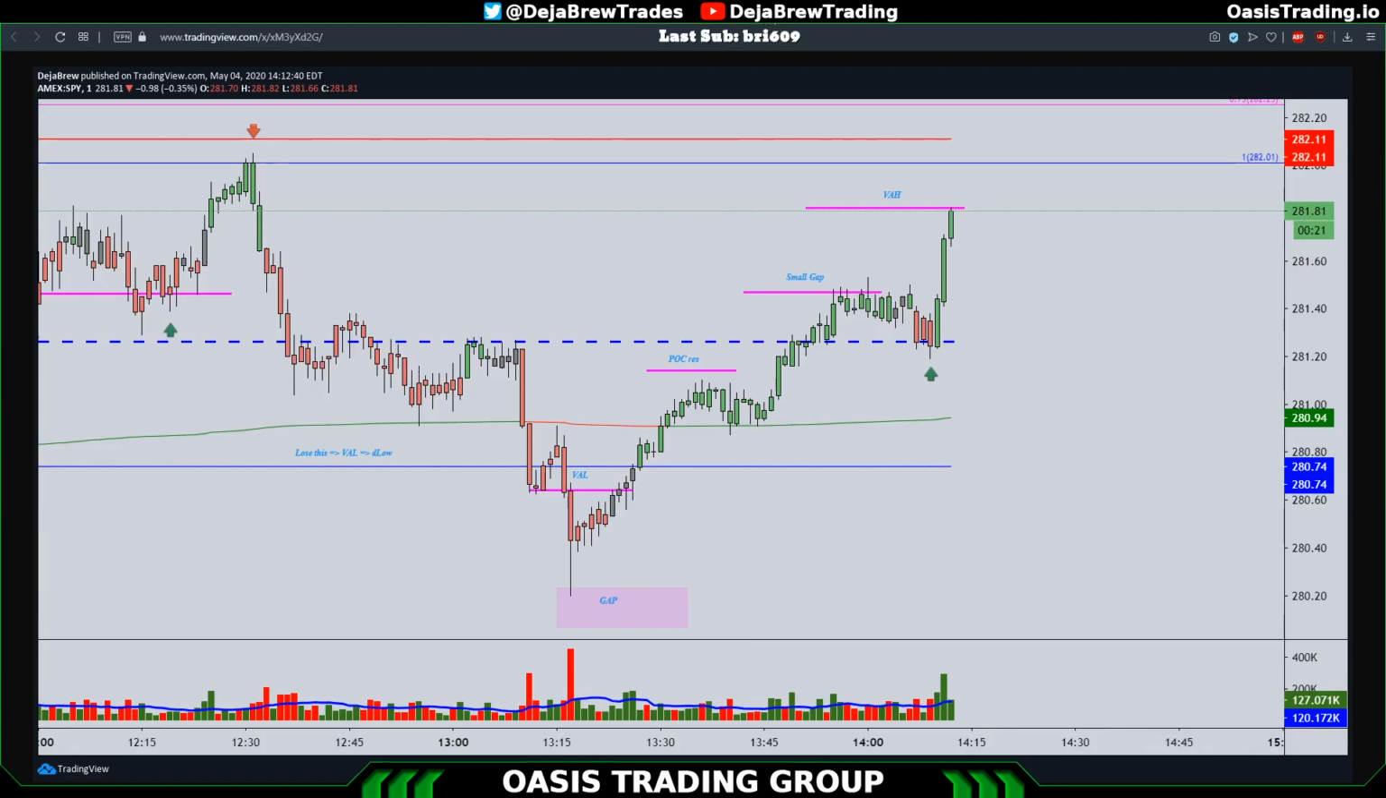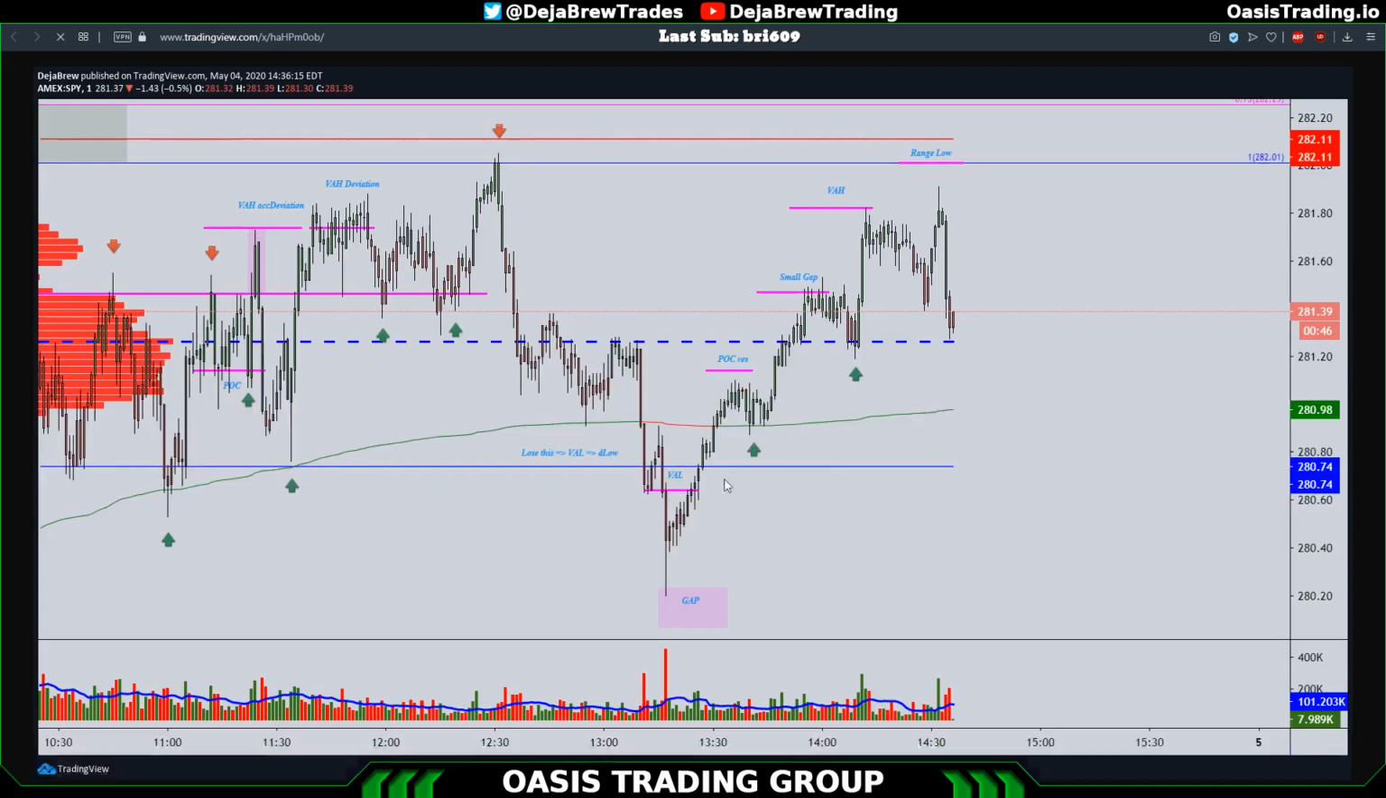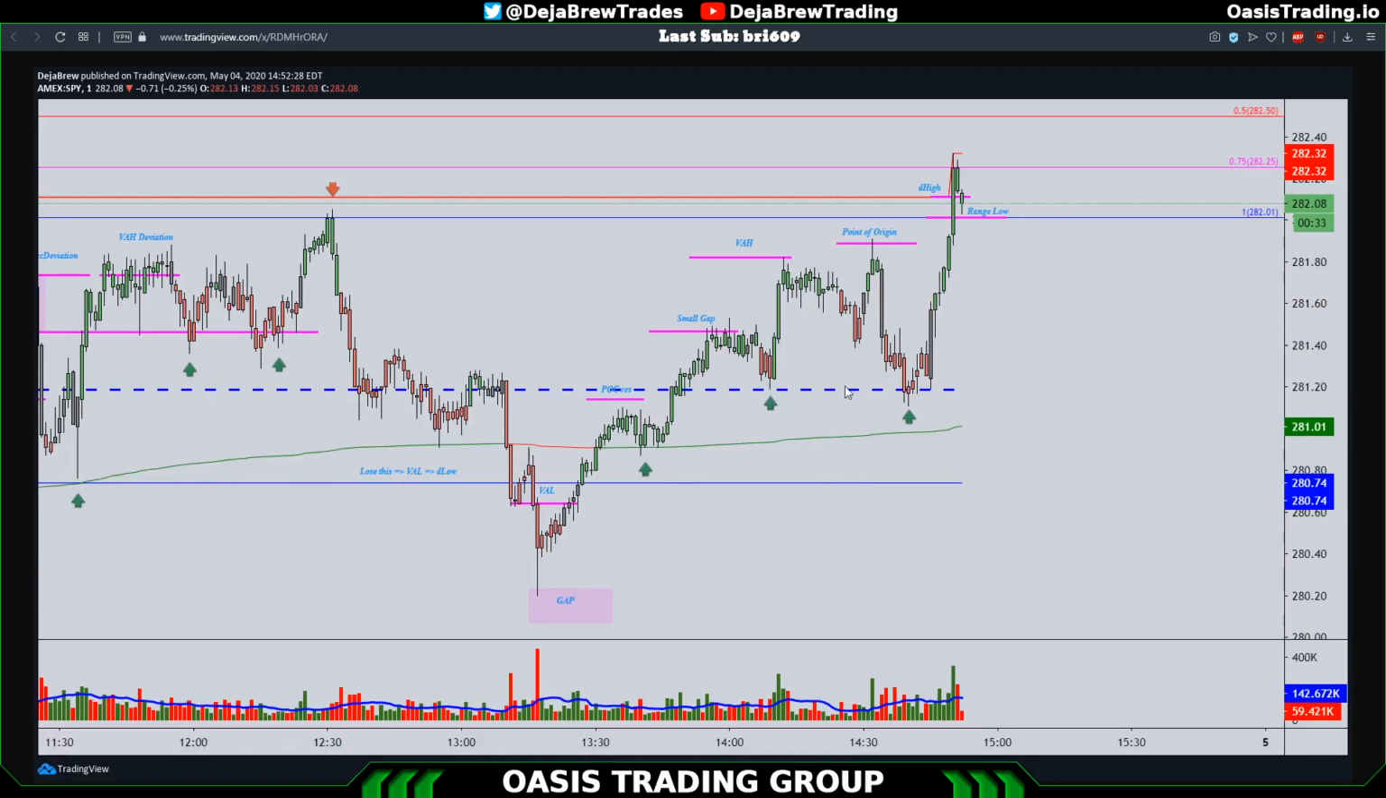Here is the next call out for your next target, which was the range low. Also the daily high. But before that happened, you pulled back to the POC for a little bit of a support test. And then here's that breakout right off of that POC. The breakout of the POC straight into the range low, into the daily high.